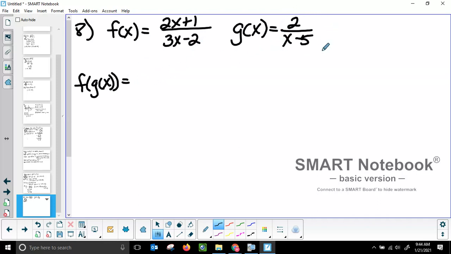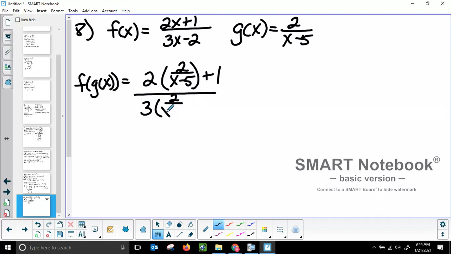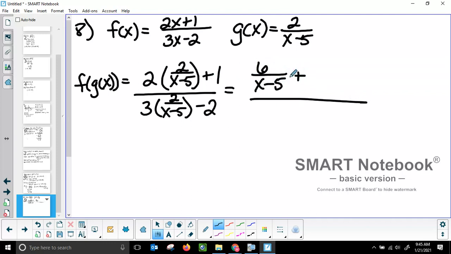So first I have to take this whole g of x and plug it into both of these x's. So I'm going to get 2 times 2 over x minus 5 plus 1, over 3 times 2 over x minus 5 minus 2. All right, so when I multiply here, I'm going to get 4 over x minus 5. Now I would still have my plus 1, but I'm going to want a common denominator. So 1 is just going to be x minus 5 over x minus 5.